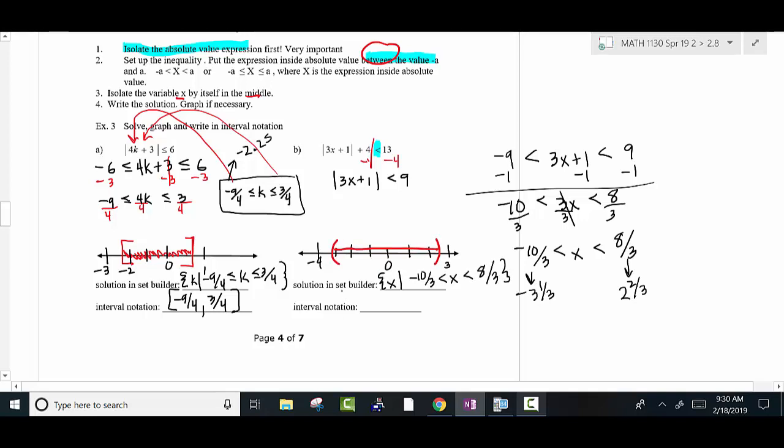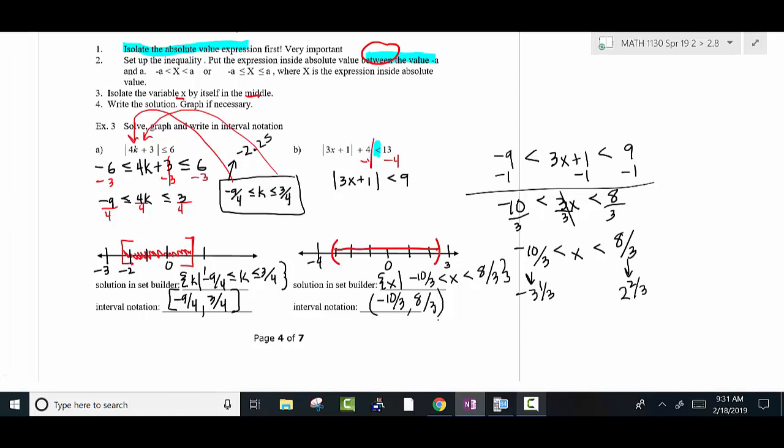Okay, and then for interval notation, it would just be parentheses, just like the number line graph we have. So we'd say negative 10 thirds, comma, 8 thirds, like that. And that's the idea. So if it's less than, that's how you set that up: you set it up between two numbers. Does that make sense?